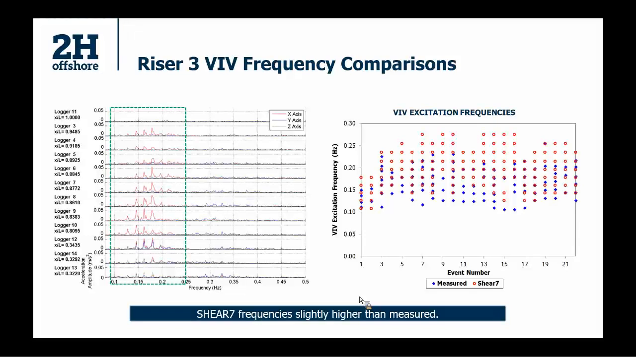And you can see in blue the measured VIV peak frequencies. And Shear 7 predictions are put in red, and you can see that they are not very far off. Shear 7 does a good job actually. It is only slightly over predicted compared to the measured in terms of frequency. Again, very easy to calibrate, but we haven't done so in phase 1. We're going to do it in phase 2.